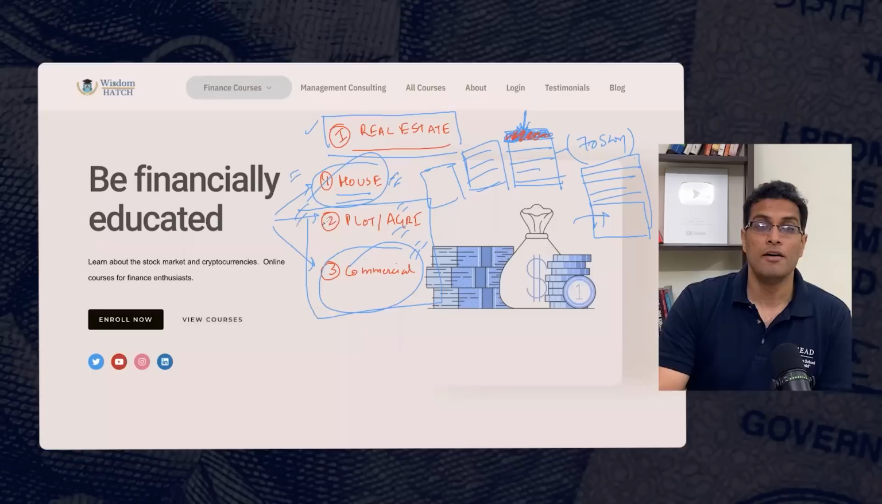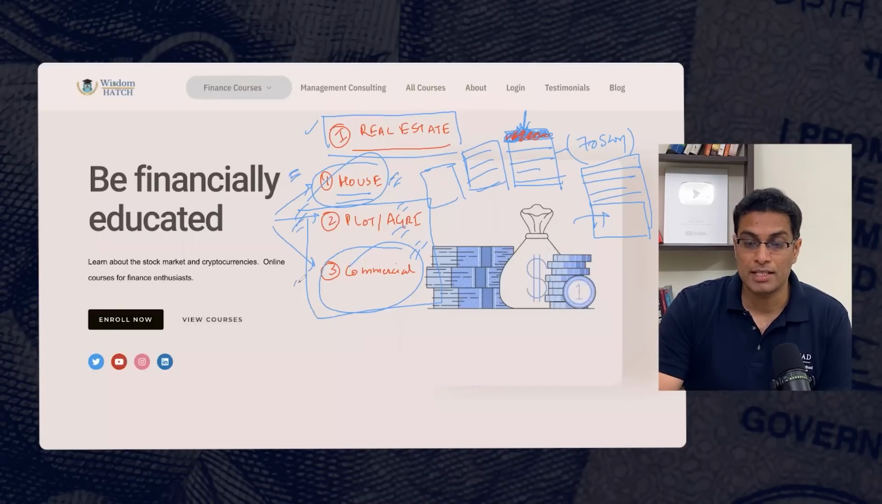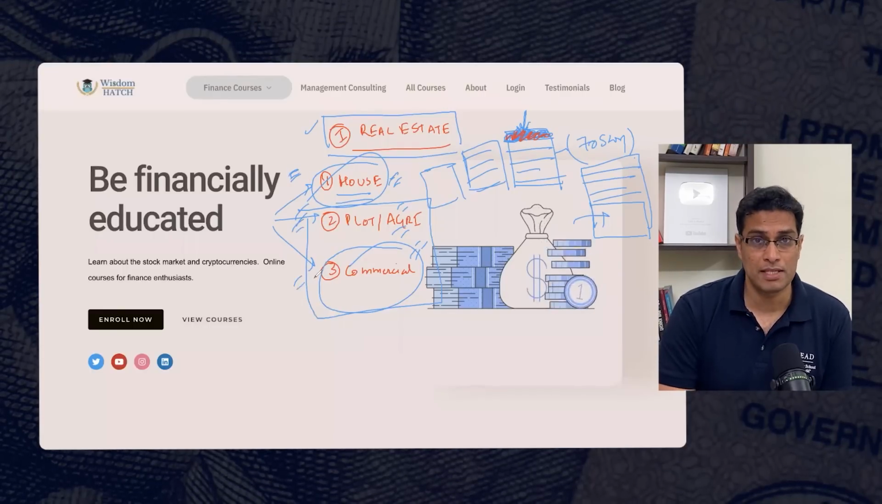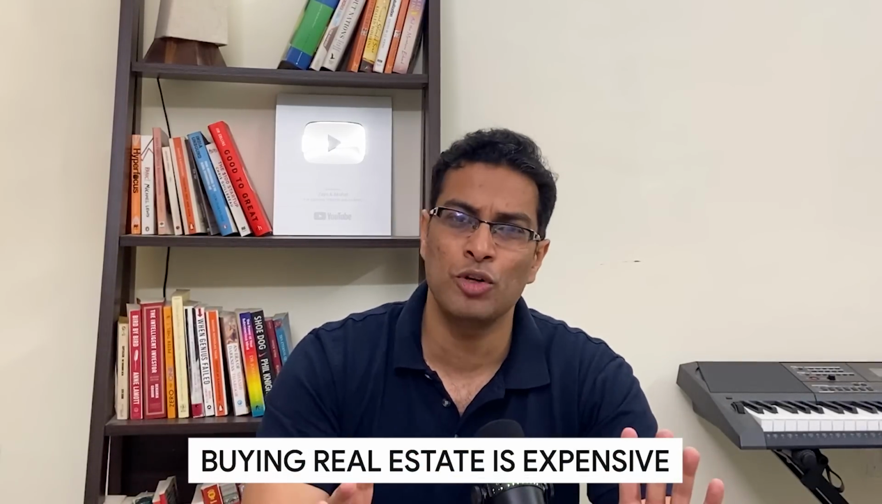What are some of the prominent things or problems that you will witness here? First and foremost, owning any of these 3 things outright is going to be expensive, because any type of real estate is expensive. Whether you are buying a plot, commercial property, or an outright house, it is going to be expensive.